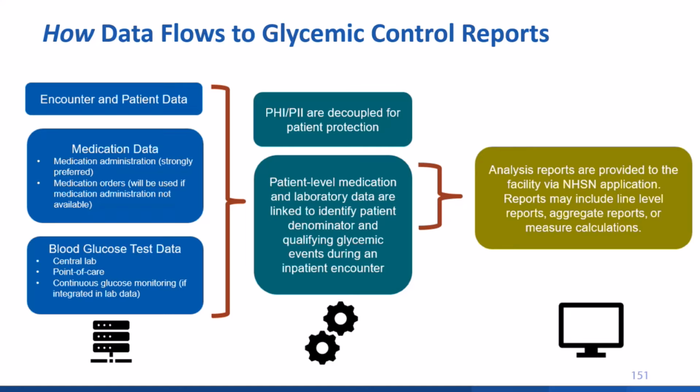Moving on, we see that once again, PHI and PII are decoupled from the data at this point, and the data elements are then linked to identify patient denominator and qualifying glycemic events during an inpatient encounter. Lastly, as you follow on the right, the linked data elements are used to generate analysis reports and are provided to the facility through the NHSN application. Again, reports may include line listing, aggregate reports, or measure calculations.